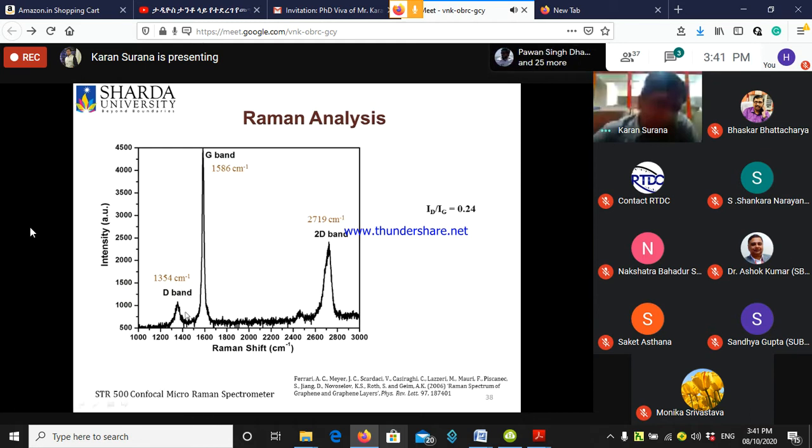Had the D band been absolutely absent, it would be a perfectly crystalline material. Also, regarding the intensity difference between the 2D and D bands, the 2D band is at higher intensity than the D band. So this suggests that the RGO prepared would have very few sheets stacked together, and probably single sheets could also be obtained from here.